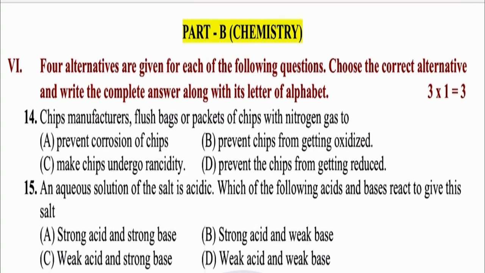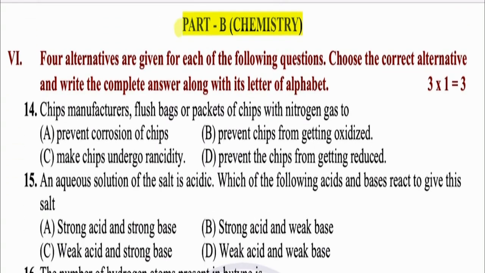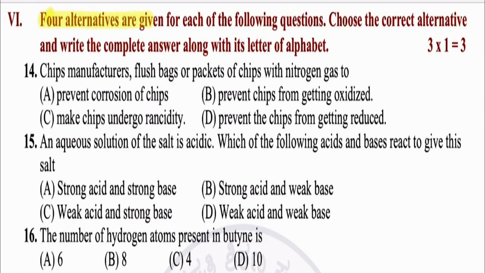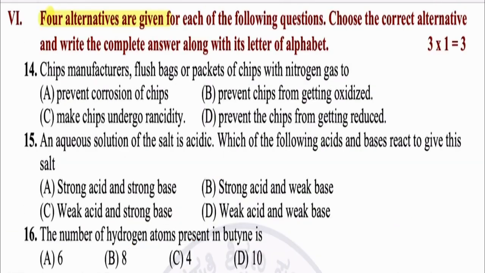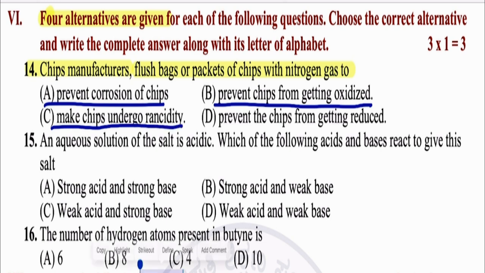Let's go to the next section, part B, chemistry. 6th main, multiple choice questions. Question number 14, chips manufacturers flush bags or packets of chips with nitrogen gas to: option A, prevent corrosion of chips; option B, prevent chips from getting oxidized; option C, make chips undergo rancidity; or option D, prevent chips from getting reduced. So the correct answer is option B, to prevent chips from getting oxidized.